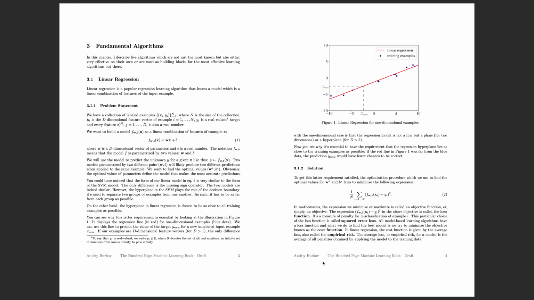Algorithms that are used in machine learning. We will discuss in this chapter 5 algorithms which are the most famous and some of the most effective learning algorithms. We'll start with linear regression. Linear regression is the most basic model which is used for machine learning.